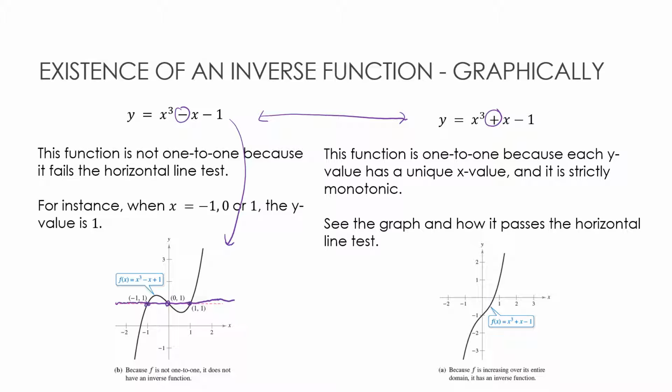Looking at my other graph with the plus instead of the minus, as I can see, this is strictly monotonic because it's increasing over its entire domain, and anywhere I choose to draw a horizontal line, I'm only ever going to hit just 1 point. So this one does have an inverse because it is one-to-one and strictly monotonic.